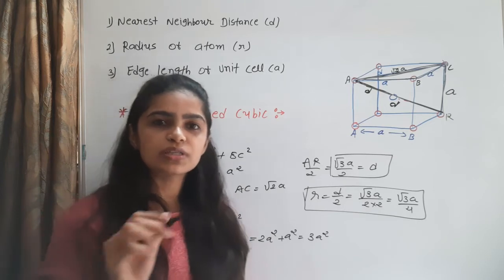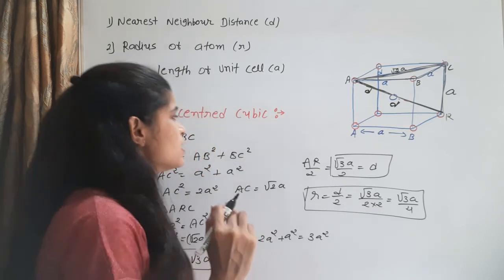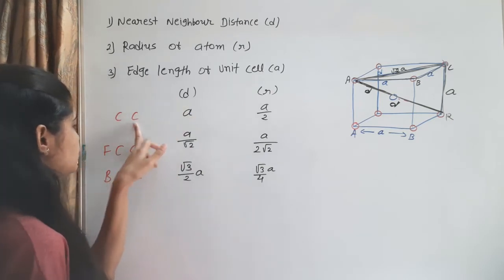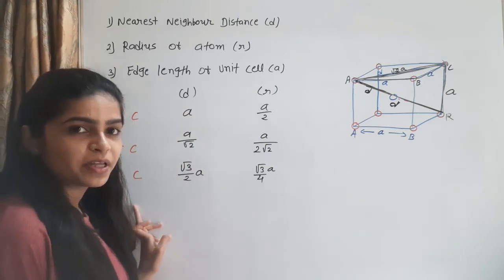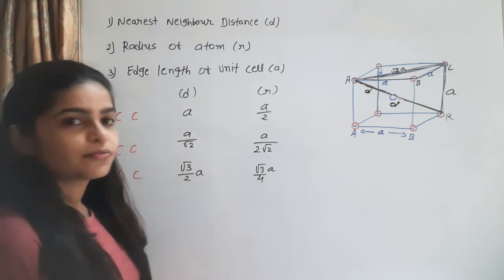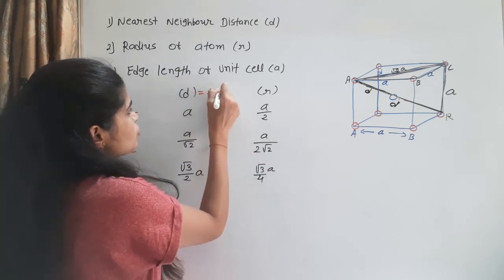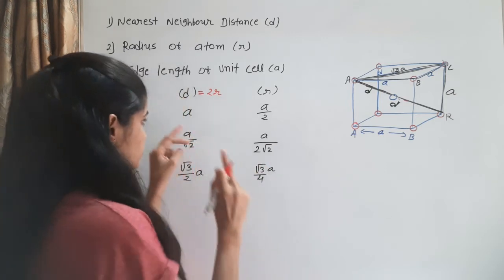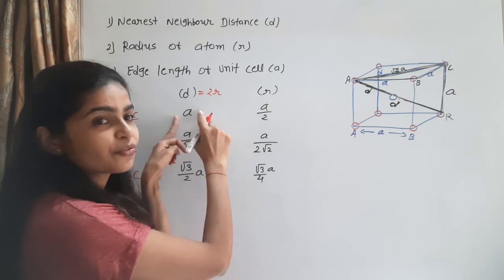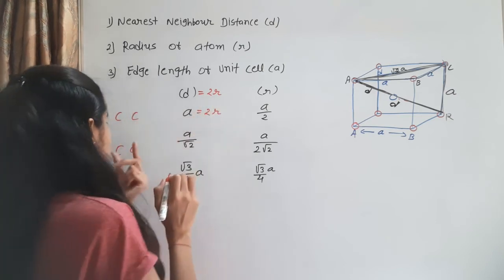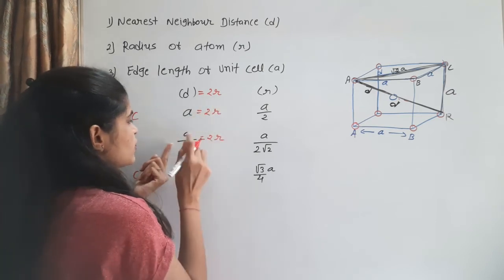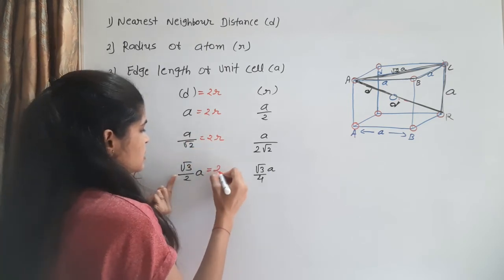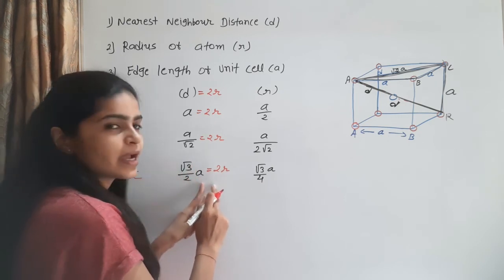This is all about the simple cubic, face centered cubic and body centered cubic. How to remember these values? For cubic, face centered and body centered, D is equal to 2R. Only remember D is equal to 2R. In the simple cubic, 2R is equal to A. In the FCC, 2R is equal to A by under root 2. And in the BCC, 2R is equal to under root 3 A by 2.